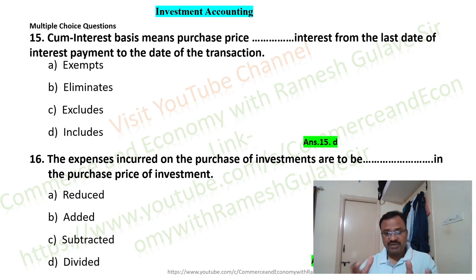So basically whenever we purchase investments, we have to add the acquisition charges or brokerage, and when we sell the investment, we have to subtract. Okay, so as the statement is about the purchase of investment, expenses incurred on the purchase of investments are to be added.